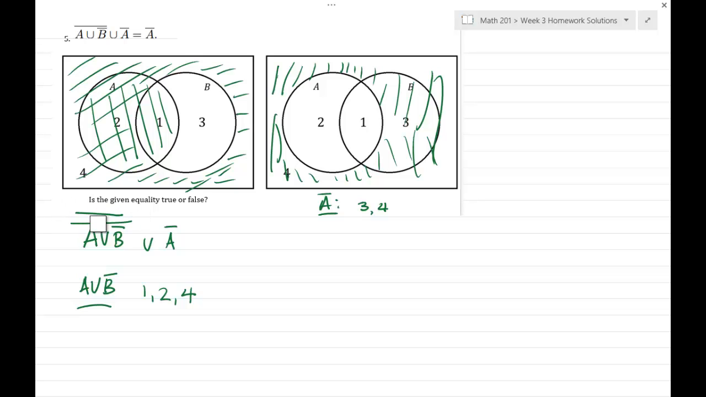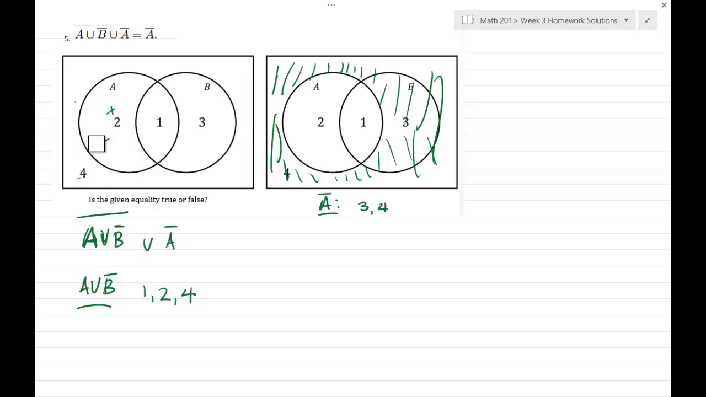However, what we're asking for is the complement of that set. So we're saying take A union B complement out of the universal set. What do you have left over? Now we take out regions 1, 2, and 4, and if we take out those regions, the only one we have left is 3. So the complement of A union B complement is going to be just region 3.